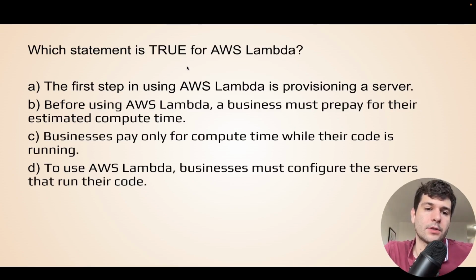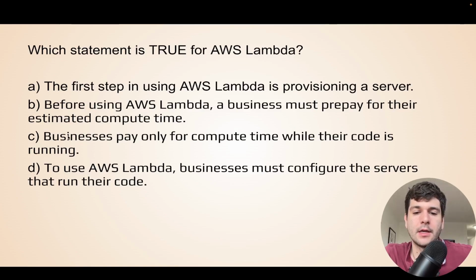Which is true? So answer A. The first step in using AWS Lambda is provisioning a server. So that's definitely wrong. It's not A. Answer B. Before using Lambda, a business must prepay for their estimated compute time. Again, that's definitely wrong. With Lambda, you're just paying for the time you actually use. You're paying for the invocations and then the runtime of your process. C, businesses pay only for compute time while their code is running.